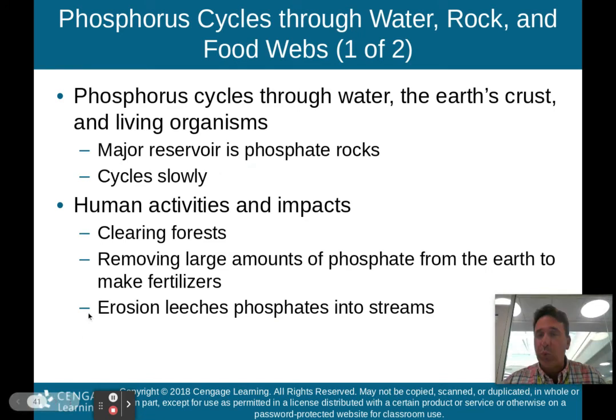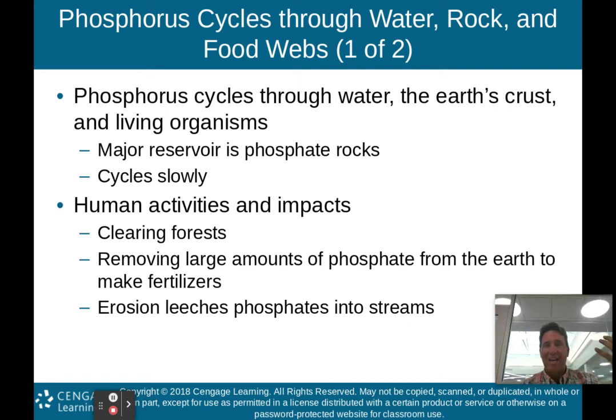Okay, the last cycle we'll talk about is the phosphorus cycle. Phosphorus cycles through water, rock, and food webs. Now, the phosphorus cycle is a very, very slow one. Phosphorus cycles through water, the Earth's crust, and living organisms. Major reservoir for phosphorus is phosphate rocks. And again, this is a very slow cycle, but human activities and impacts, clearing forests affects this cycle, removing large amounts of phosphates from the earth to make fertilizers. And then erosion leaches phosphates into streams.